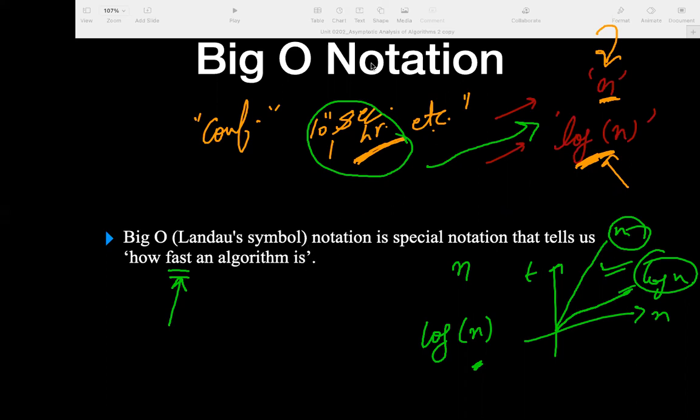So please understand that big O is a way to find out how fast our algorithm is, right? So big O is a way to find out the execution speed for a particular algorithm when we look at the input size. Any questions? Anyone? Okay.